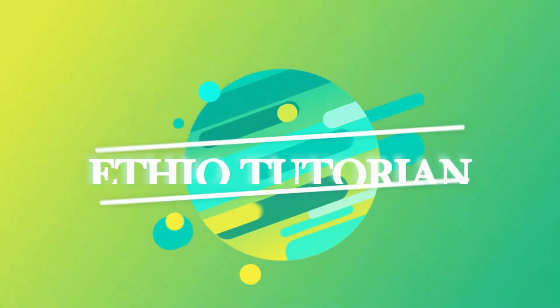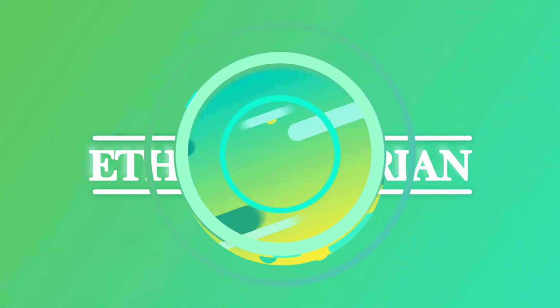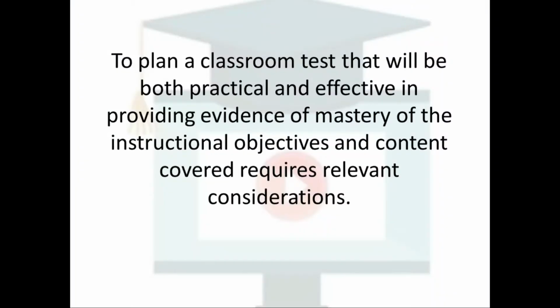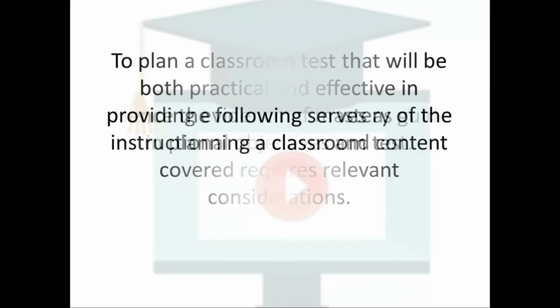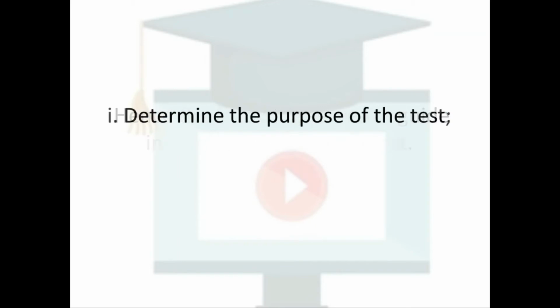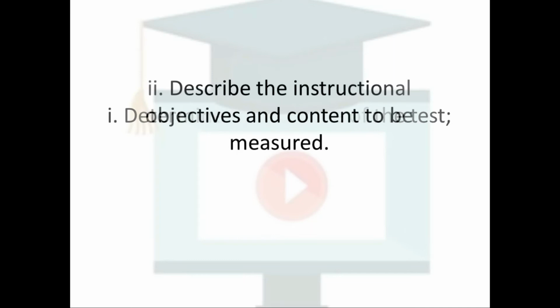To plan a classroom test that will be both practical and effective in providing evidence of mastery of the instructional objectives and content covered requires relevant considerations. Hence, the following serves as a guide in planning a classroom test. One, determine the purpose of the test. Two, describe the instructional objectives and content to be measured.